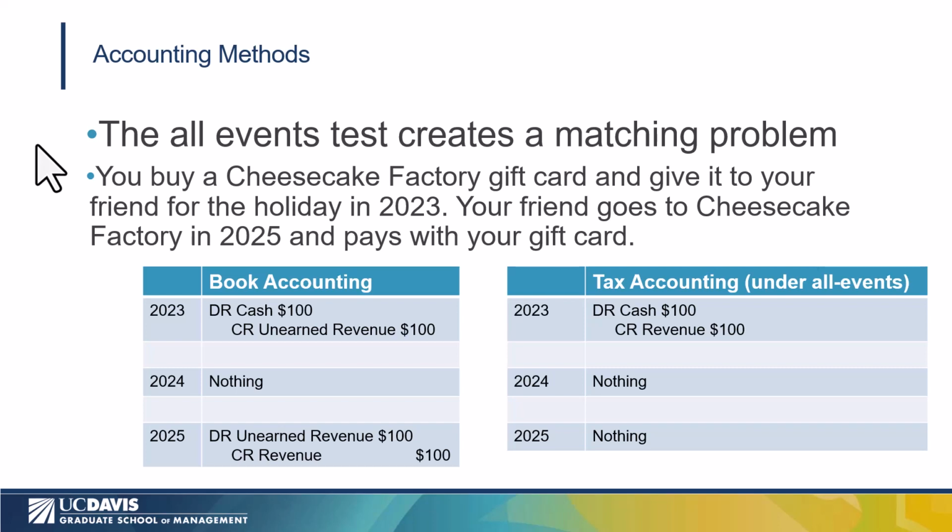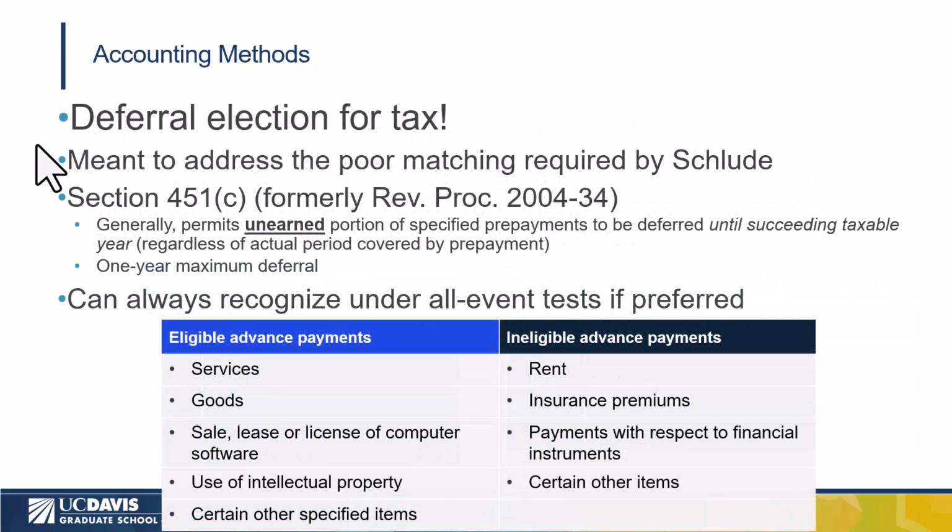Well, this is absolutely horrific matching, because you're crediting revenue, so you're creating that revenue, but there's no cost of goods sold associated with it. So this is where this creates a matching problem. And so for years, the IRS has coped with this with something called Rev Proc 2004-34, and there were some regs under 451. But finally, in 2017, they codified it into 451(c).